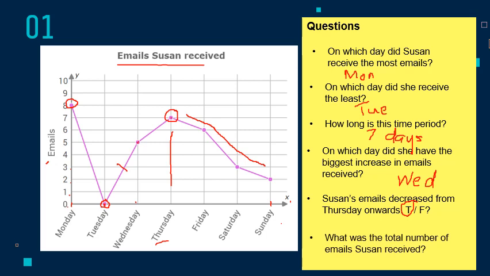And lastly, what was the total number of emails Susan received? Well, all I need to do is just add up each of these data points. So 8 plus 0 is 8, plus 5, because here I go across is 5, 13, plus 7 is 20, plus another 6 is 26, plus 3 is 29, and plus 2 is 31. So she received a total of 31 emails in that week.